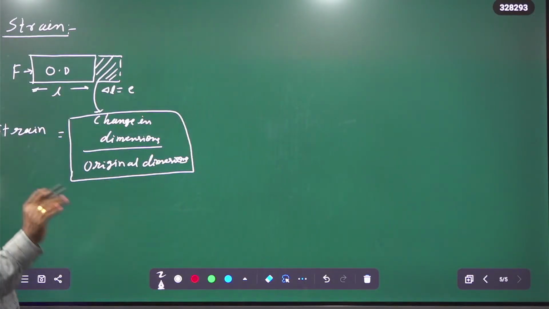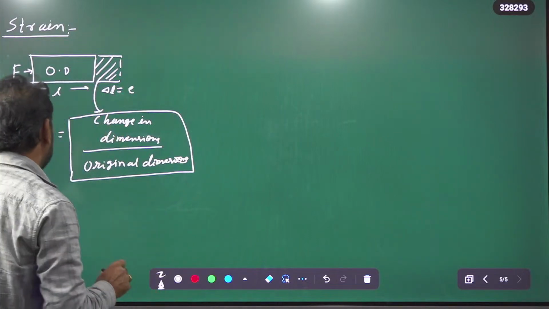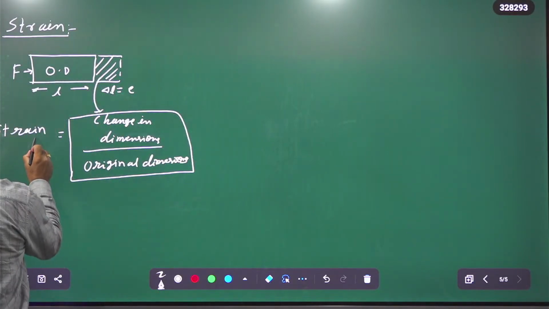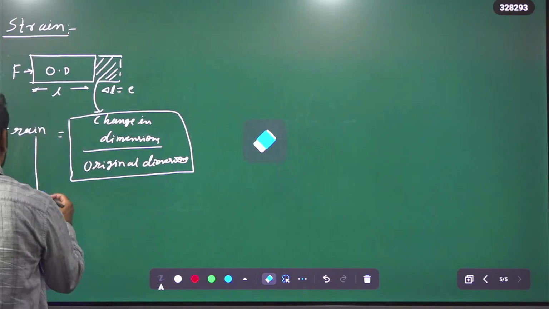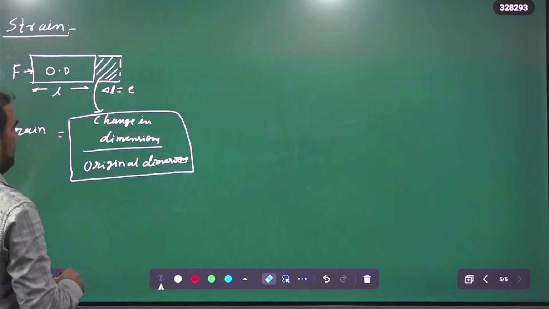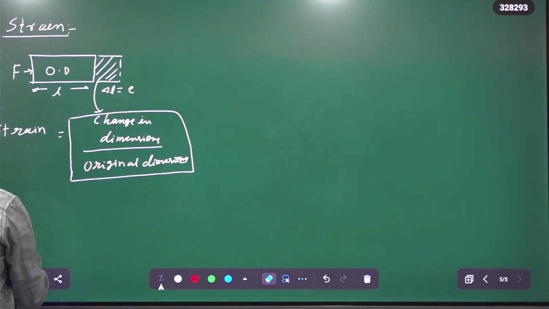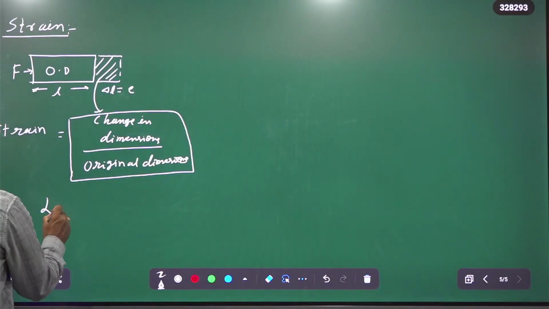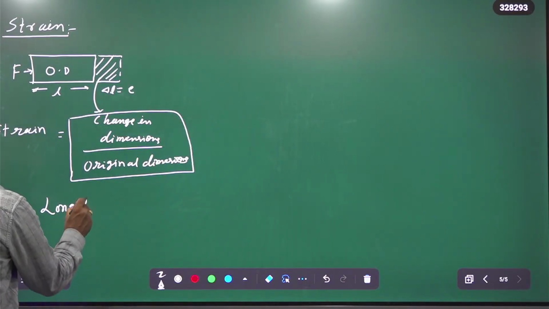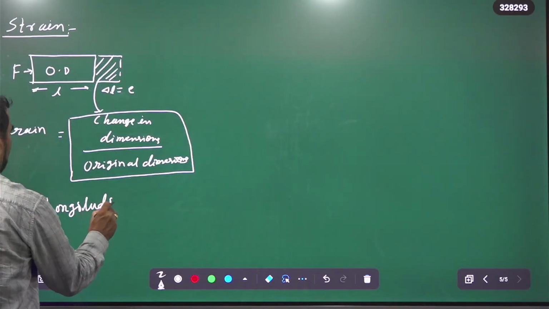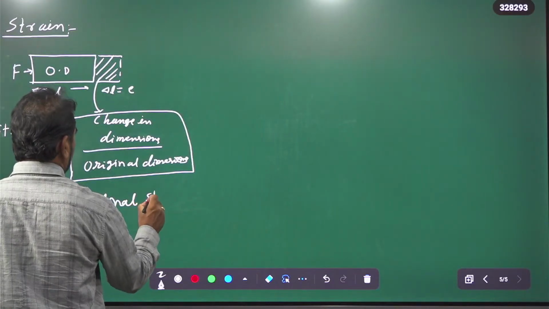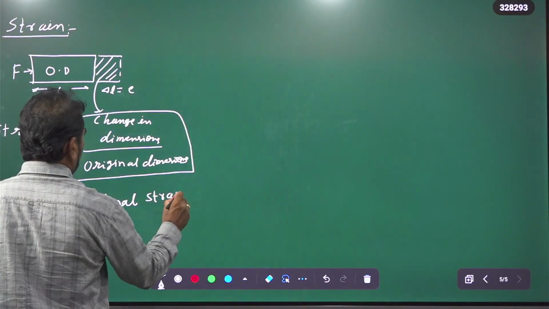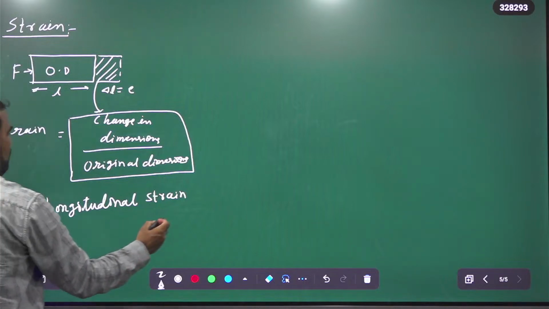Next, this strain is again divided into three types. They are, the first one, longitudinal strain. What is the longitudinal strain?